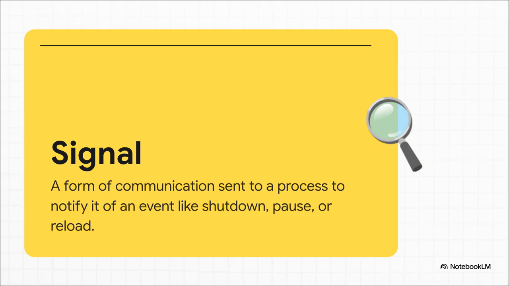So, what the heck is a signal? The easiest way to think about it is like a tiny one-word text message that the operating system sends to an application. It doesn't carry a bunch of data. It's just a number that acts as a command, like, hey, shut down now, or just pause for a minute.